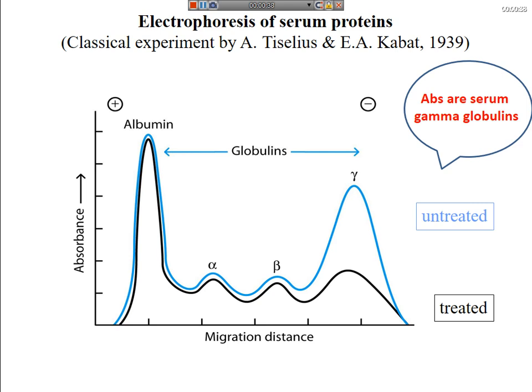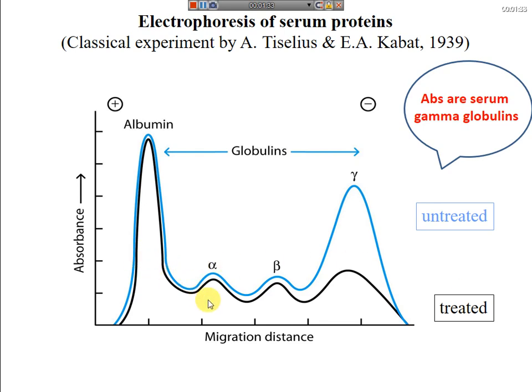Before I go forward, I would like to tell you a bit about electrophoretic analysis of serum proteins. It was way back in 1939 when Tiselius and Cabot did certain experiments, and they found out that the antibody molecules are gamma globulins. What they did was they immunized rabbit with ova albumin and then analyzed the serum. This analysis of serum just after immunization was untreated serum. In the second sample, they mixed this serum with the antigen itself, that is ova albumin, and then they removed the complex formed. And the leftover serum proteins were analyzed on the gel.